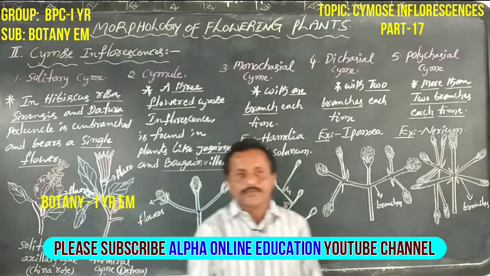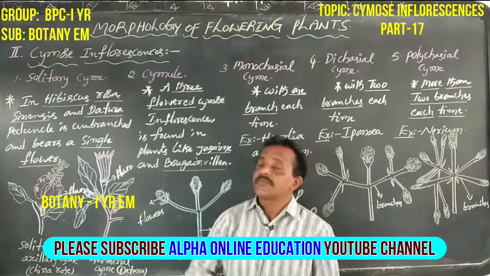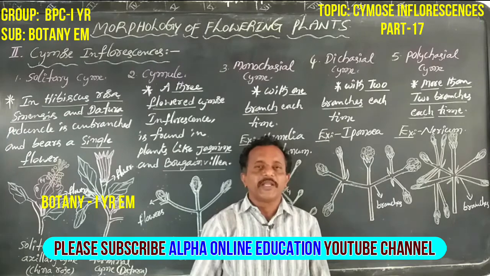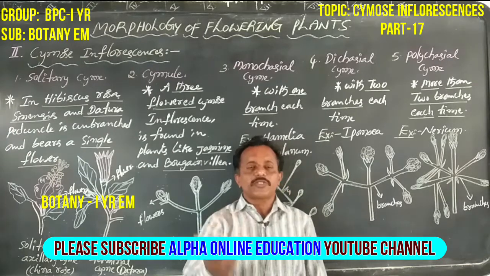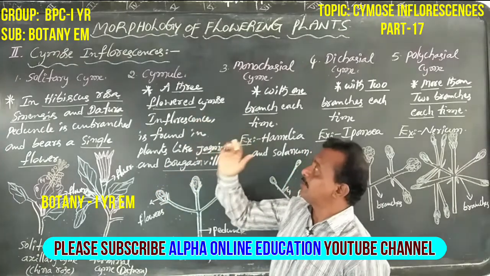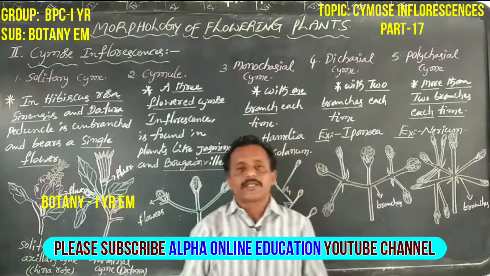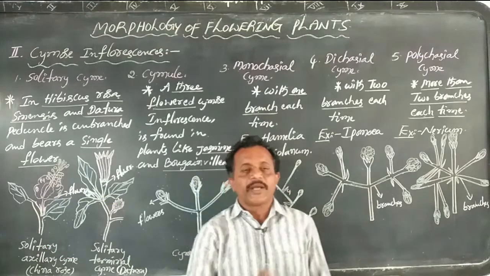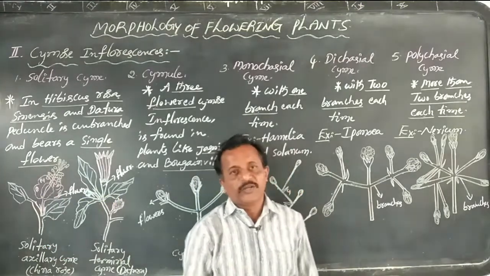So dear students, this is about the cymose type of inflorescences. In the cymose type of inflorescences there are solitary cyme, cymule or simple cyme, monochasial cyme, dichasial cyme, and polychasial cyme. Okay, now thank you.